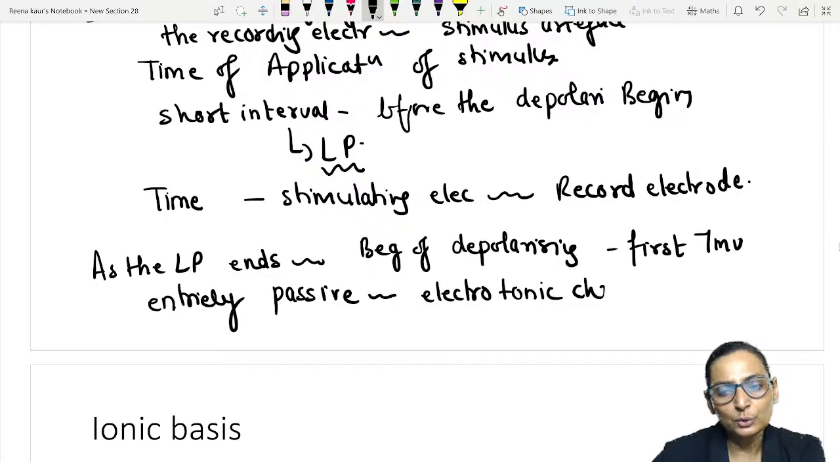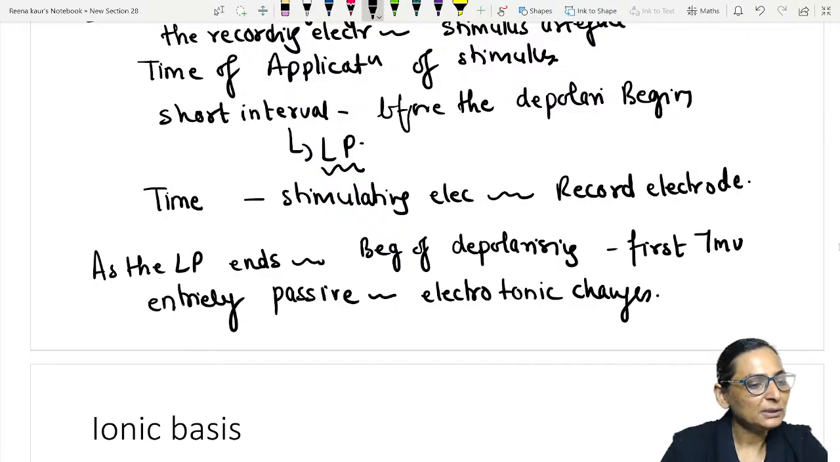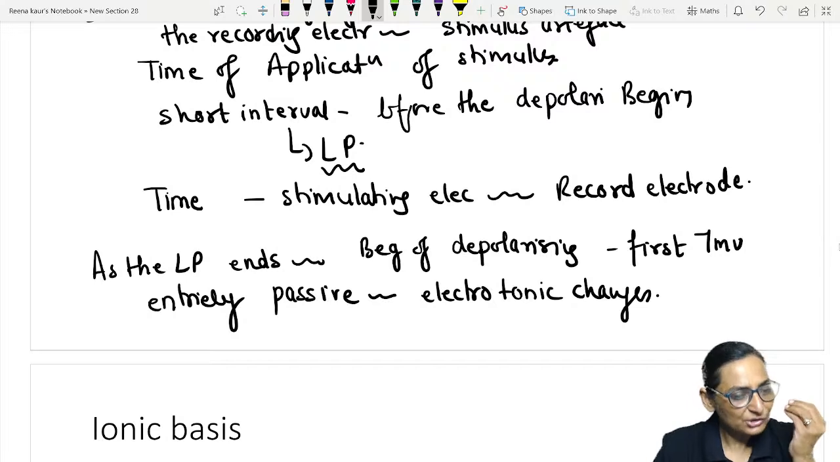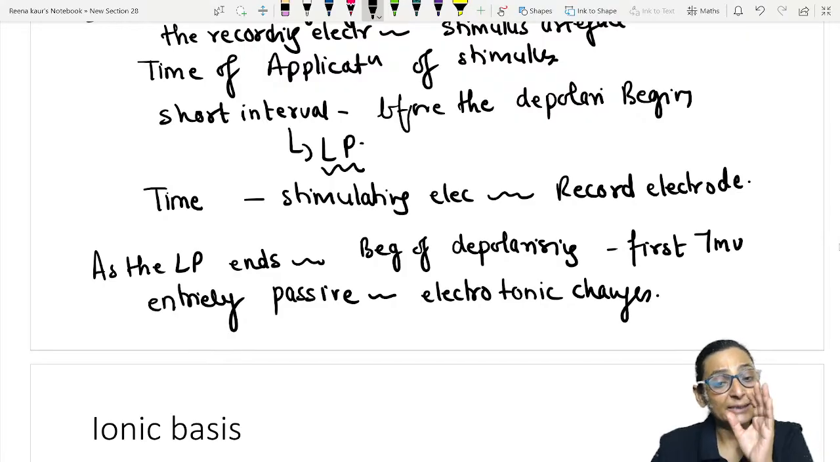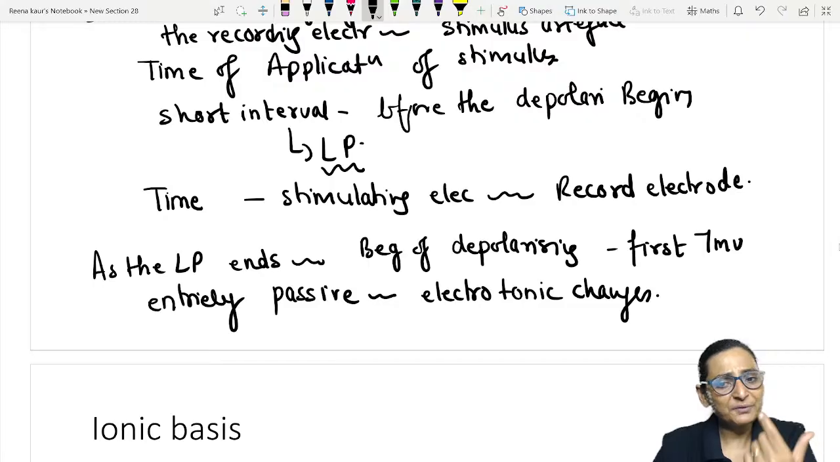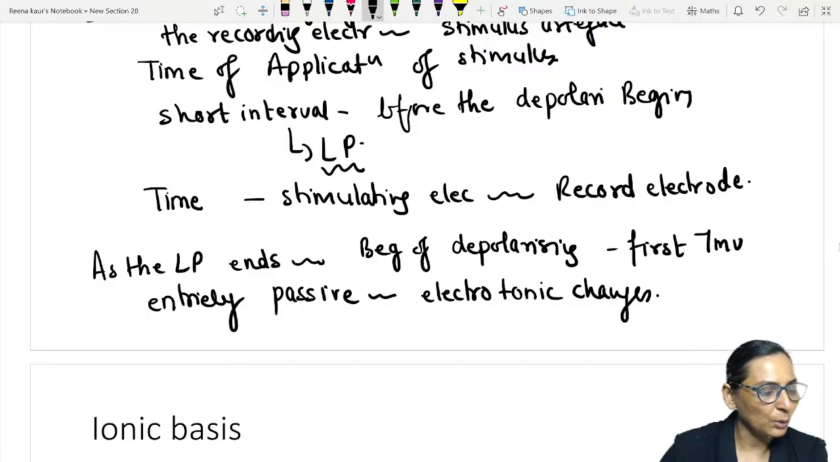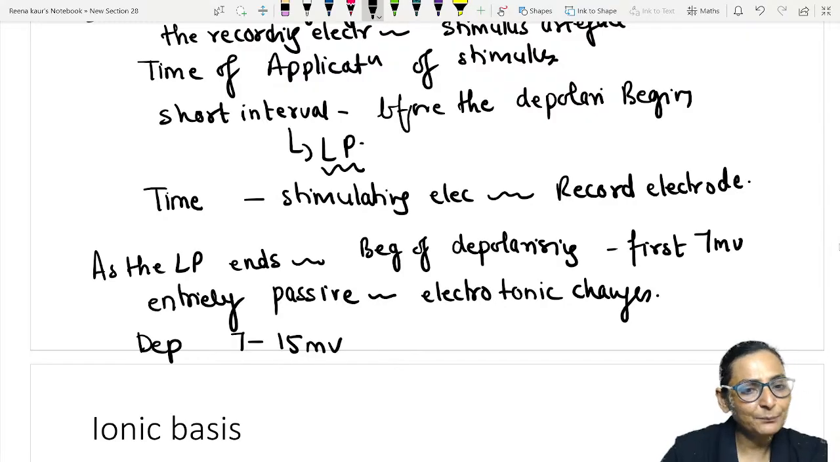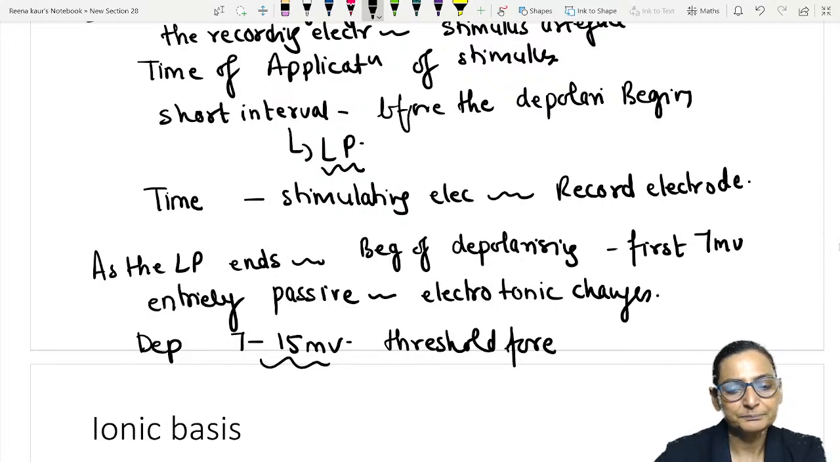What do you mean by electrotonic changes? Just because of the passive movement of the charges. When you are giving a stimulus, there is just a passive movement of the charges. There is no active participation of the channels, and therefore it is entirely passive. So the first 7 millivolts will not decide whether the action potential is going to be depolarizing or not. Now when the depolarization changes from 7 to 15 millivolts, this is actually the threshold for excitation.